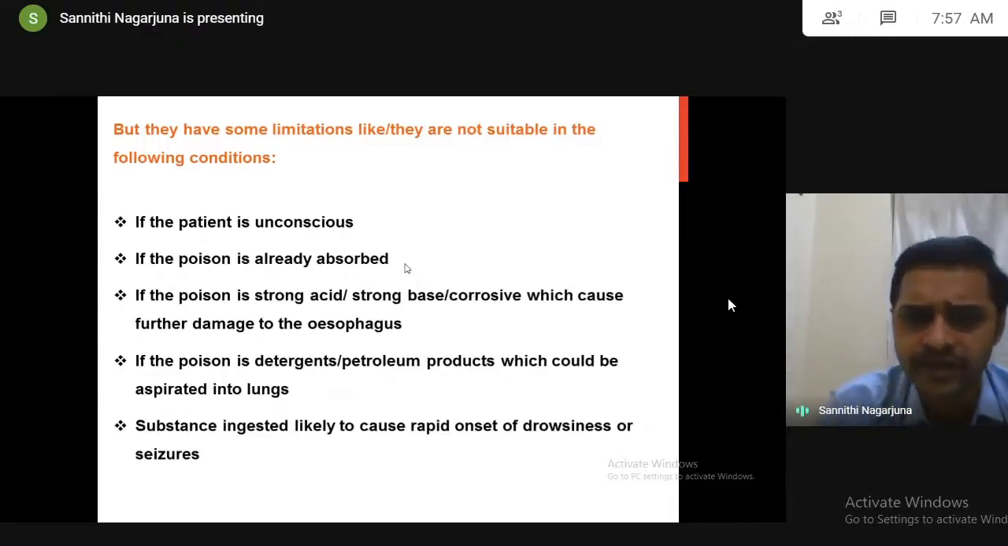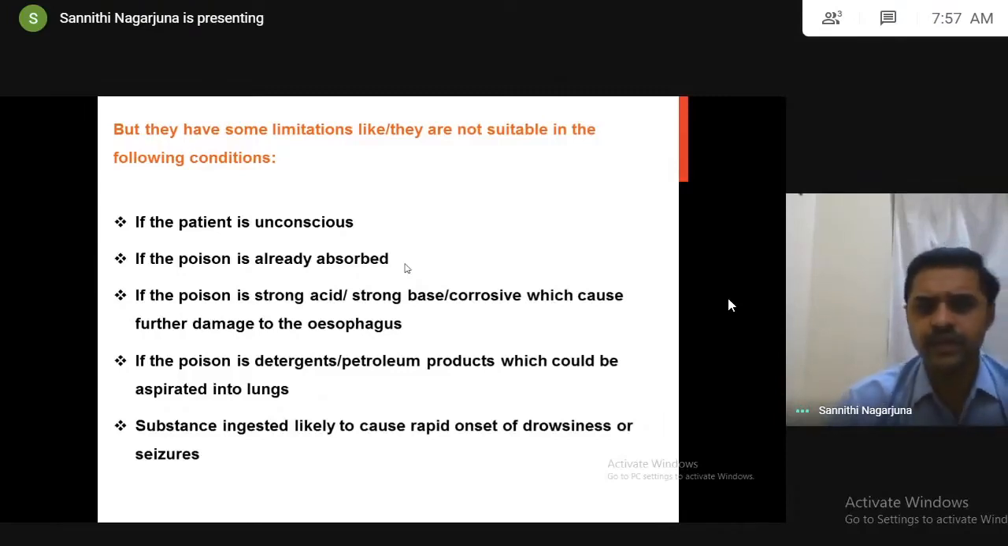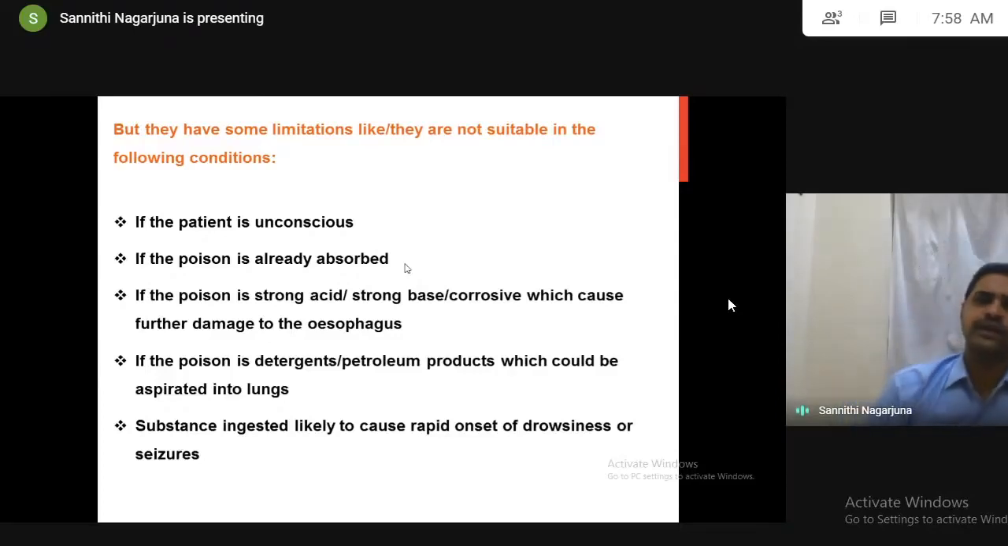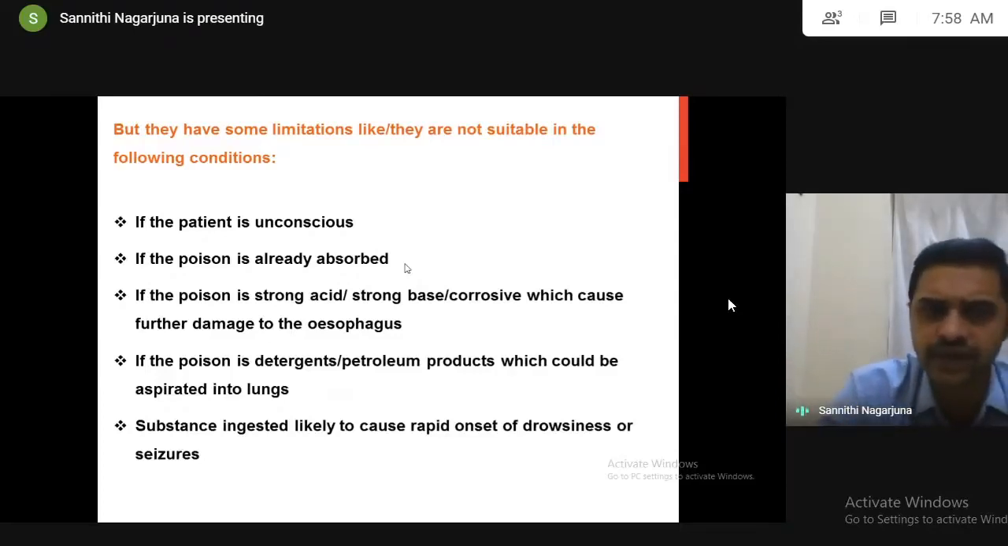But how will you know whether the poison is absorbed or not, and whether to use emetics? That depends on the time. If any person has taken poison and you take him to the hospital within 30 minutes, we should use emetics. But if the person took poison around 2 hours back, there is no use of giving emetics, because the poison is already absorbed and has started its action. That is why the physician will ask at what time the incident happened, how long back the person took the poison. The reason is to decide whether to give emetics or not.